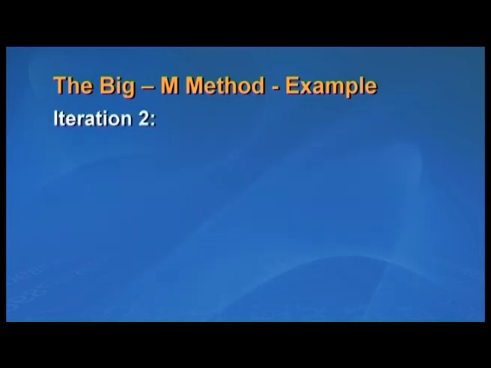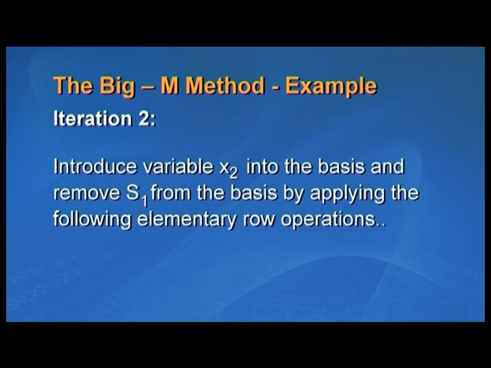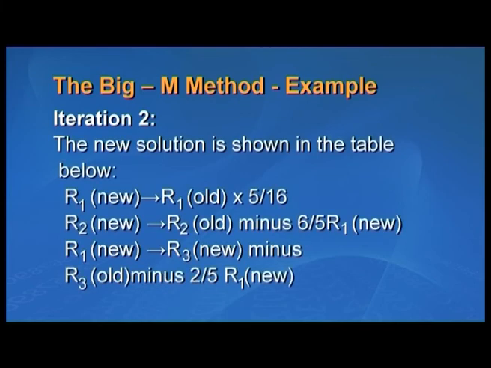Iteration 2. Introduce variable x2 into the basis and remove s1 from the basis by applying the following elementary row operations. The new solution is shown in the table below. R1 new is given by R1 old into 5 by 16. R2 new is given by R2 old minus 6 by 5 R1 new. R3 new is given by R3 old minus 2 by 5 R1 new.